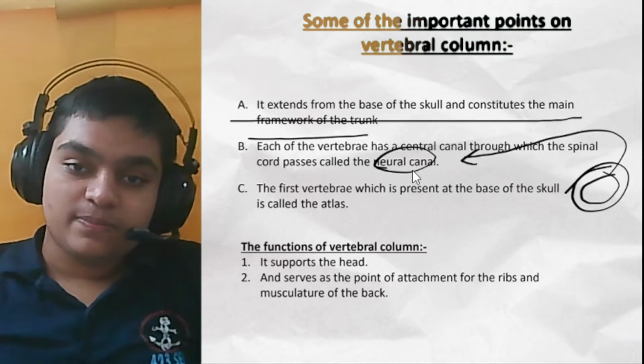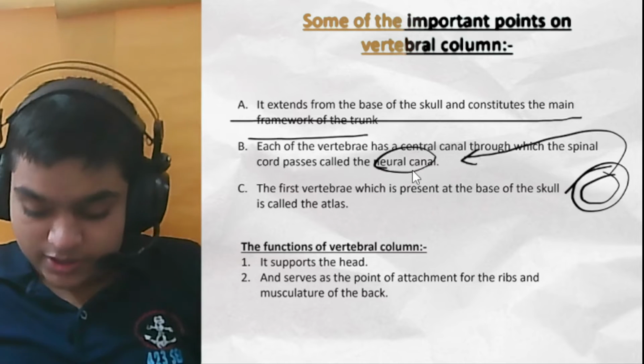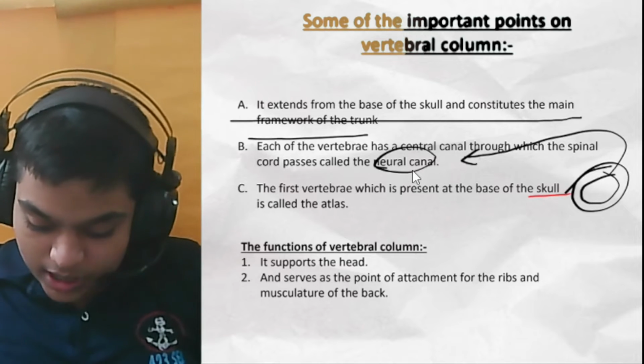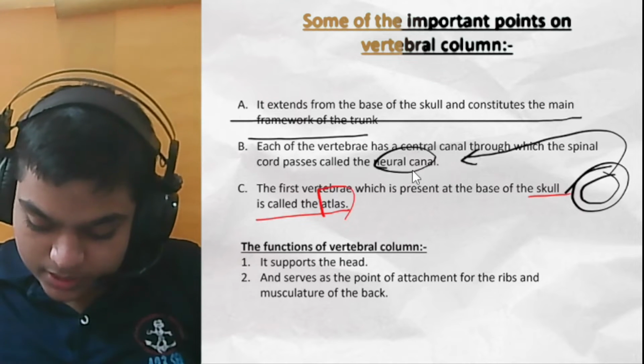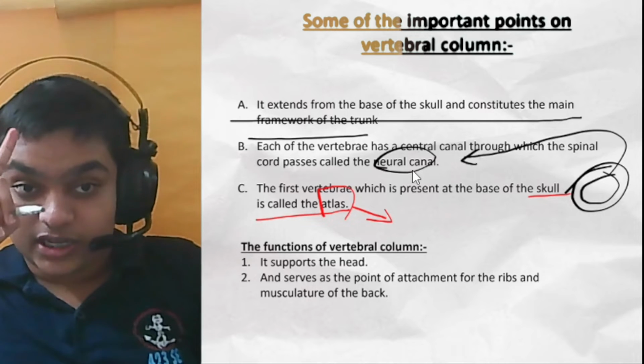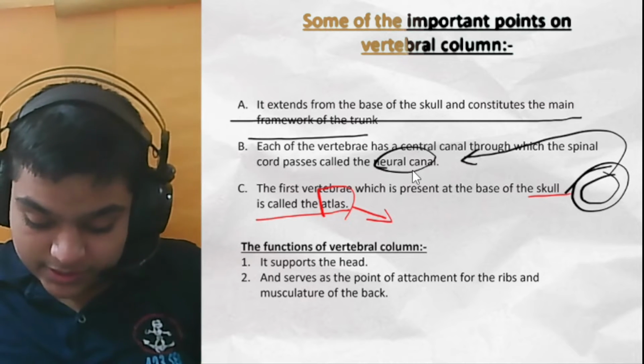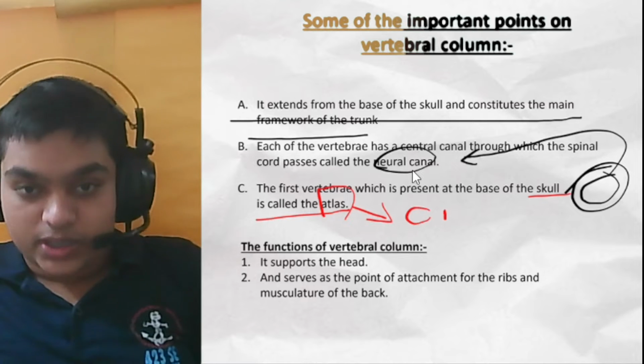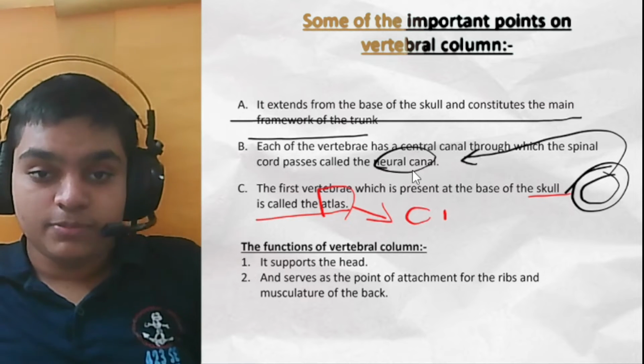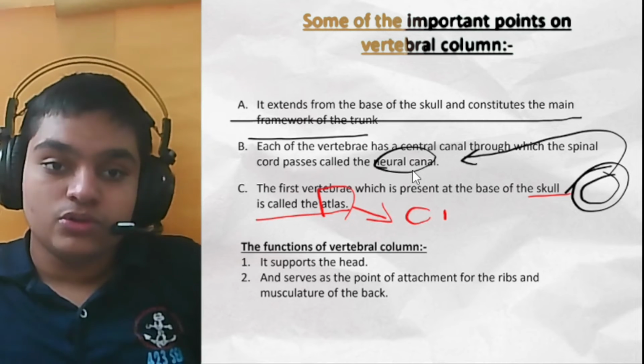The first vertebrae which is present at the base of the skull is called atlas, and this comes under cervical vertebrae, so it is called C1. Okay, C1.